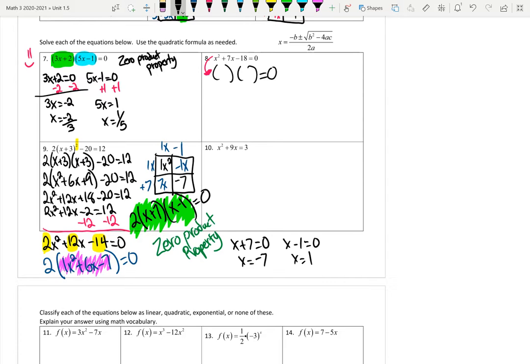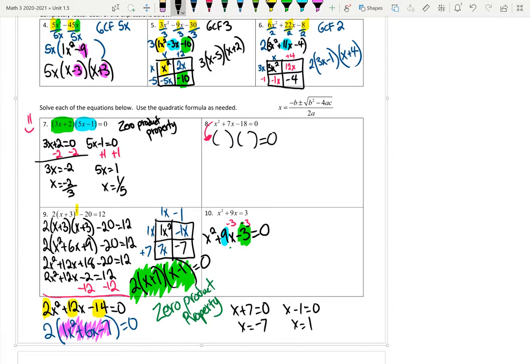Number 10, I would do something similar. I would get everything on one side. I would minus 3, resulting in x squared plus 9x minus 3 equals 0. Now, I would try to factor it for a while, but that would not be effective. The reason being is I see that this number in 9x, using just 3, there is no way to produce the 9. So I would resort to the quadratic formula, and I would go ahead and have all of your values set up so you can easily represent.